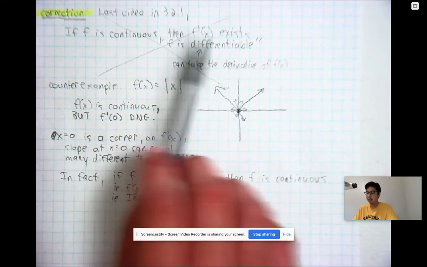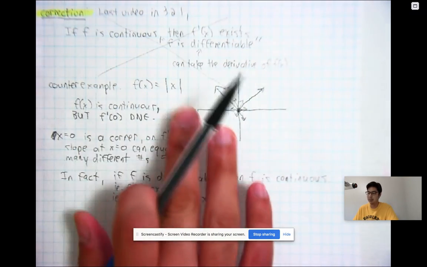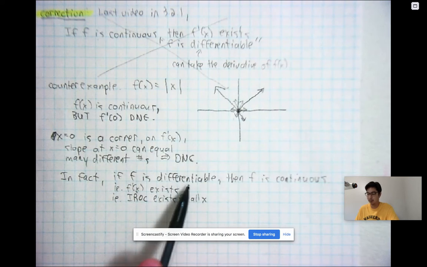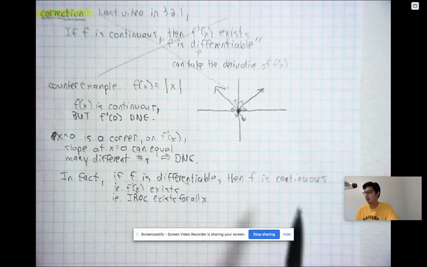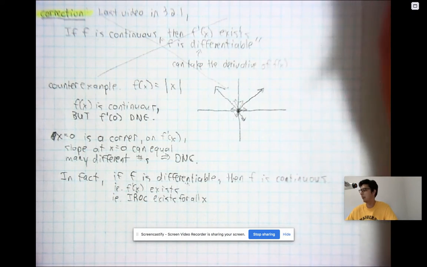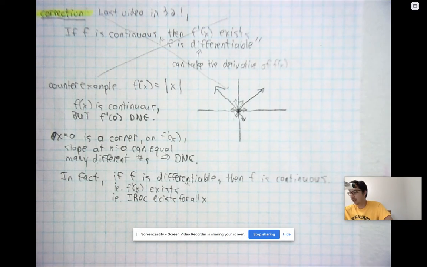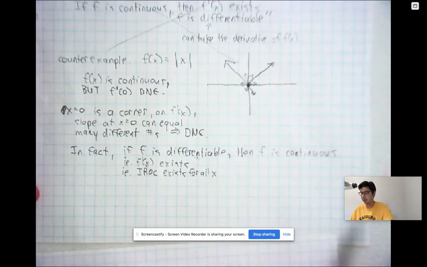So there it is. That's my correction: it's the other way around. Not if f is continuous, f is differentiable. That's false, as we can see with the absolute value. But if f is differentiable, if we can take the derivative, then we know that f is continuous. Okay, so that's my correction. Now let's get into some of the examples for this lesson to help you with it.